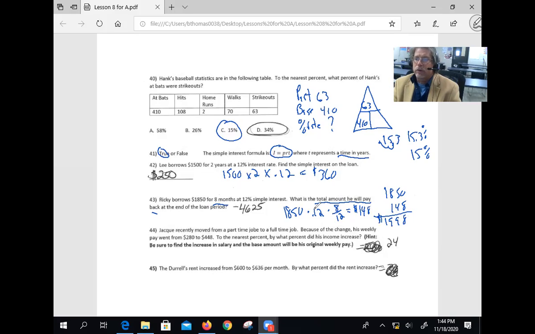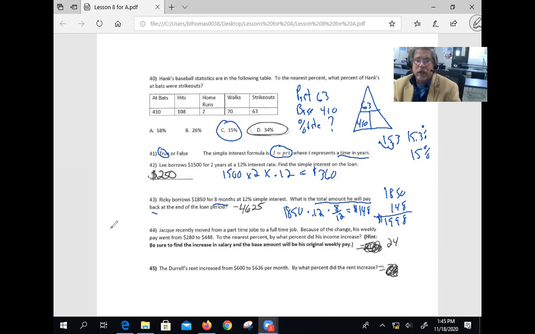Number 44, Jock recently moved from a part-time job to a full-time job. Because of the change, his weekly pay went from $288 to $448. To the nearest percent, by what percent did his income increase? Hint, be sure to find the increase in salary, and the base amount will be his original weekly pay. So the hint helps us out here a little bit.